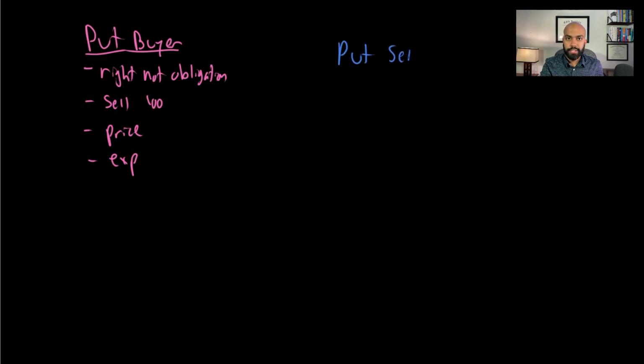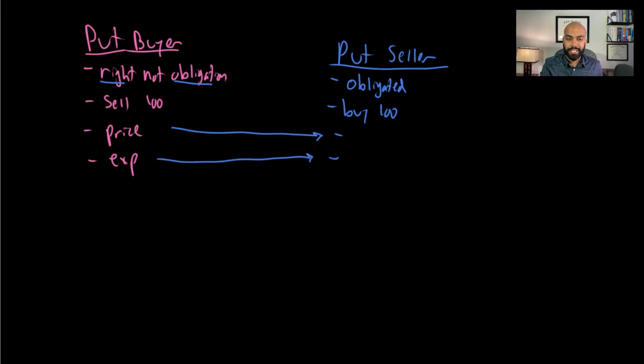So we got the put seller here. So if the put buyer has a right, but not the obligation, that means the put seller is actually obligated to buy 100 shares, and it's the same at a certain price and at the expiration. Remember, these two are on the exact opposite sides of the trades. So the put buyer bought the contract from the person who wrote the contract, the put seller.